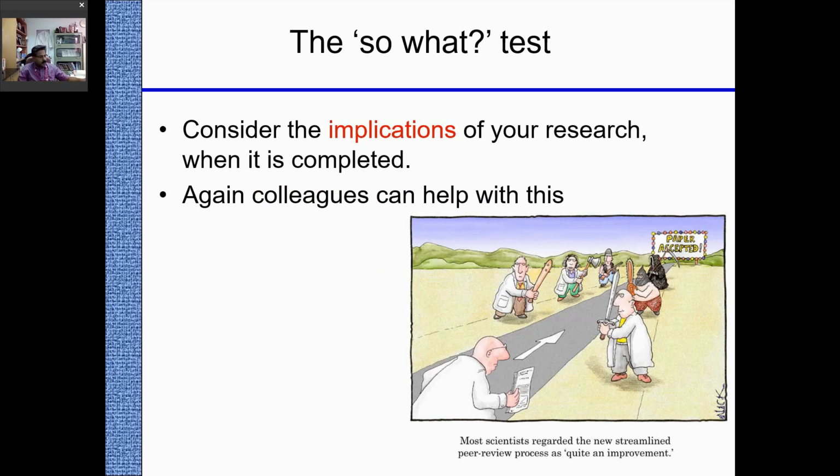Peer review has always been a standard modality of choosing papers for publication. And you can use peer review for your thesis topic as well. You can ask your colleagues, so what? They will ask you, so what? You're doing this, so what? So you can keep on answering their questions, and ultimately you will see that you have reached a place where the topic is really value added.